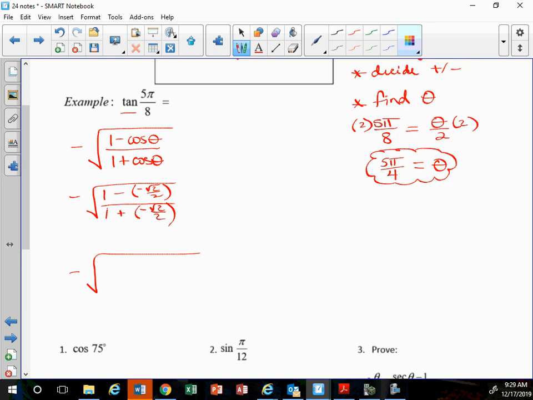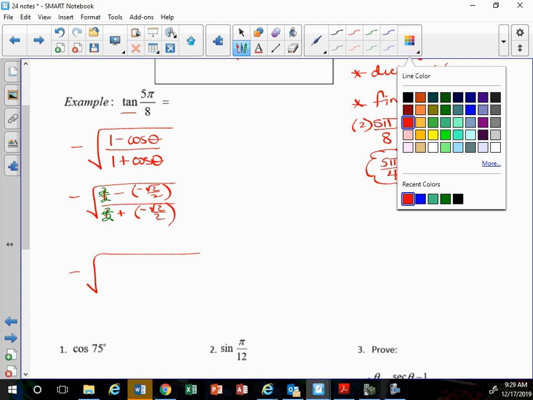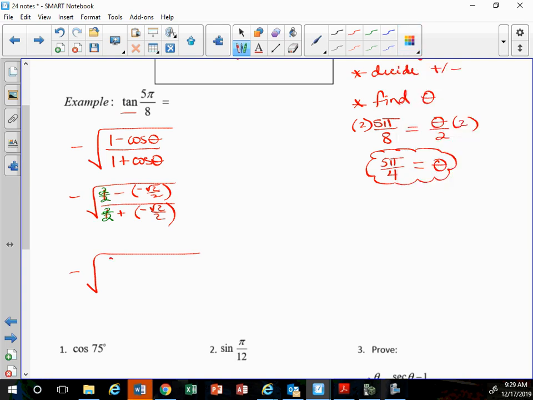What do I need to turn both of my 1's into? 2 over 2. So super pretty. I've got 2 minus root 2. I'm sorry, that'd be 2 plus root 2, right? Minus a negative. All over 2 over 2 minus root 2 all over 2. That's lovely. Do you guys see what's going to happen?